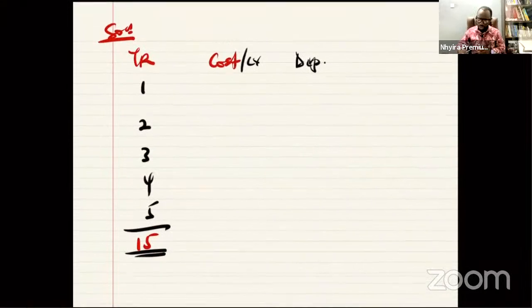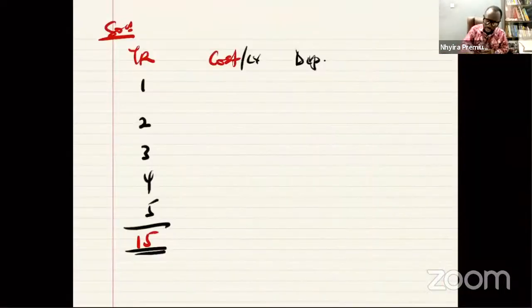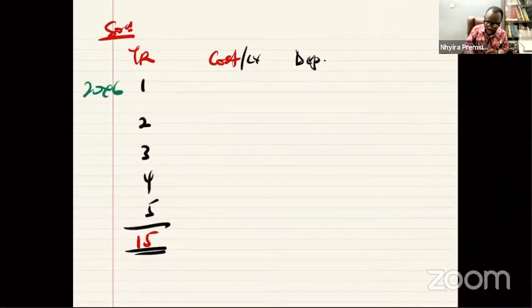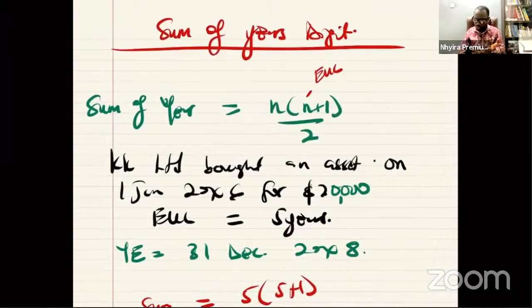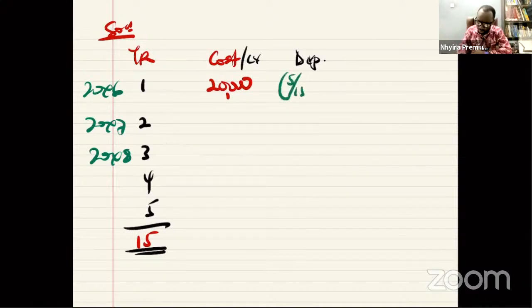So let's go back to our question. Remember, we are preparing the account for the year 20x8. To put it in context, we started from 20x6, so this could be 20x6, 20x7, 20x8. Look at how it's going to be coming in. In year 1, we have the asset at a cost of 20,000. So how will the depreciation be calculated? We're going to reverse it. The depreciation for the first year is going to be 5 over 15 times the 20,000.